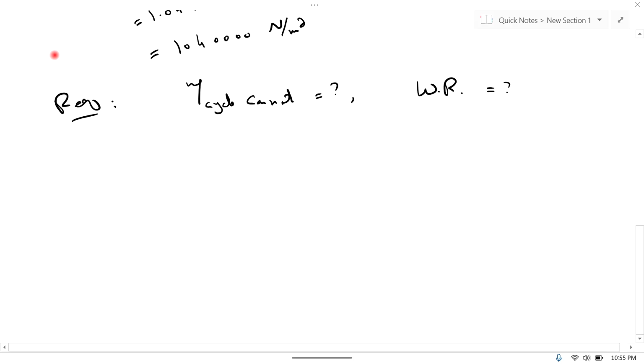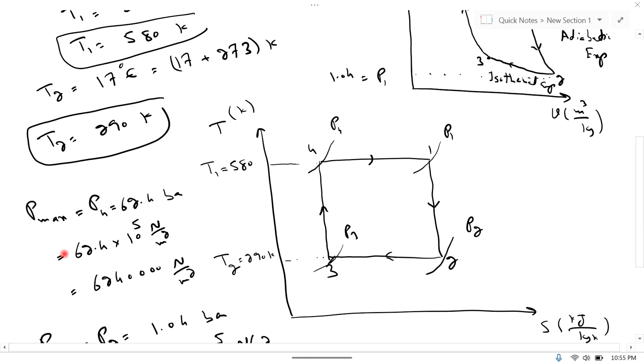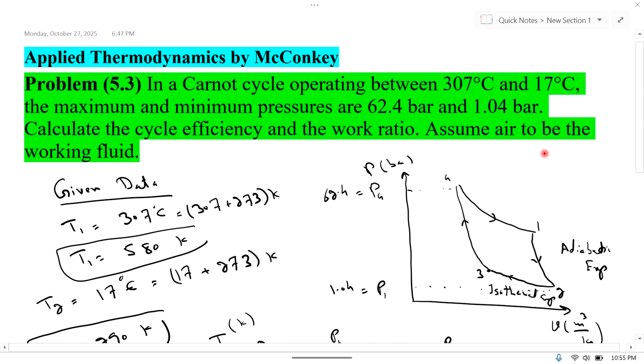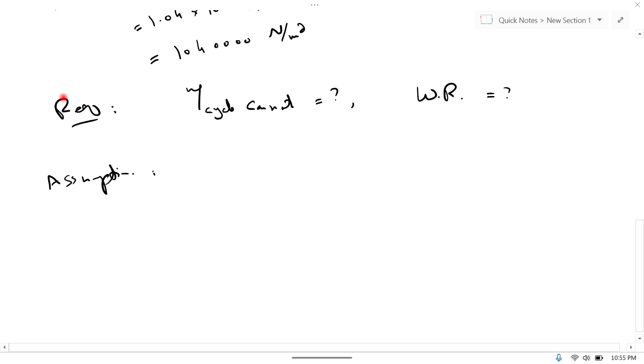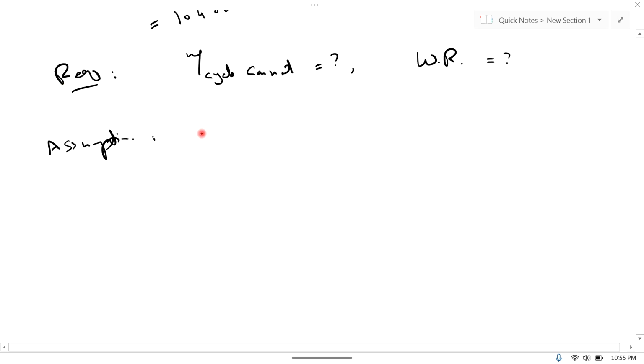So an assumption is given in the problem: assume air to be the working fluid. Air is the working fluid. This is our assumption.